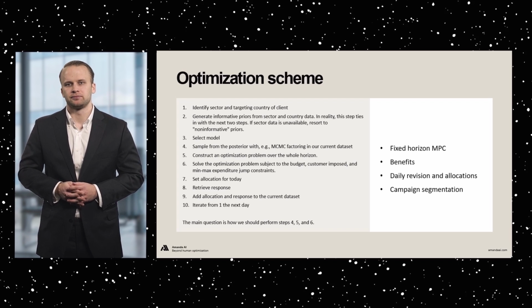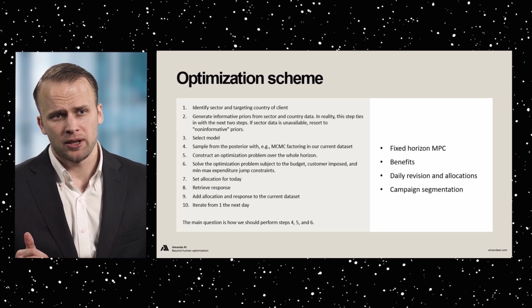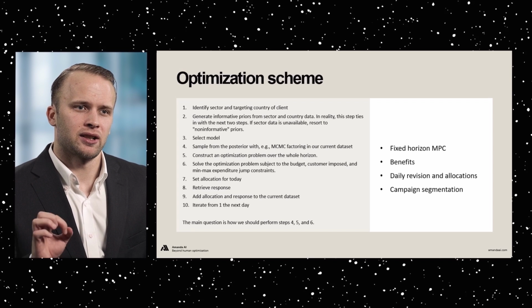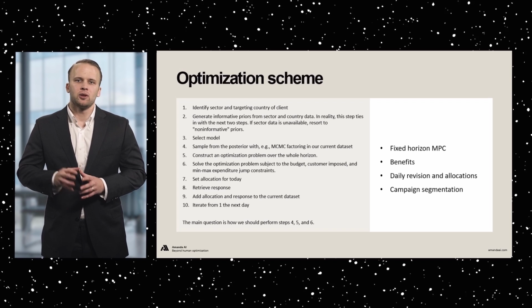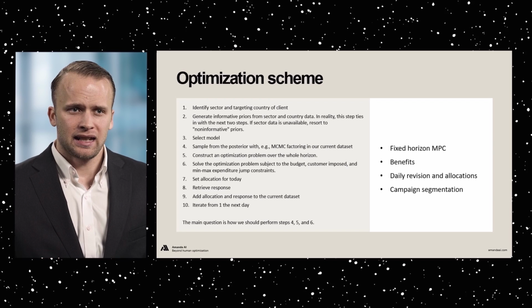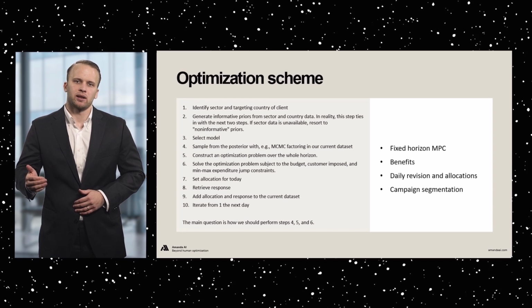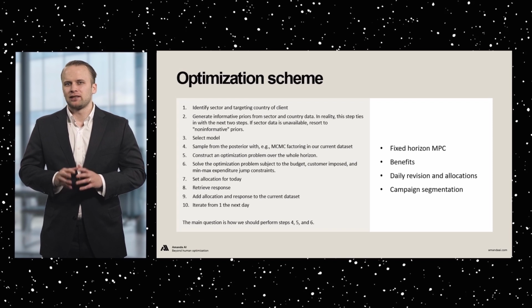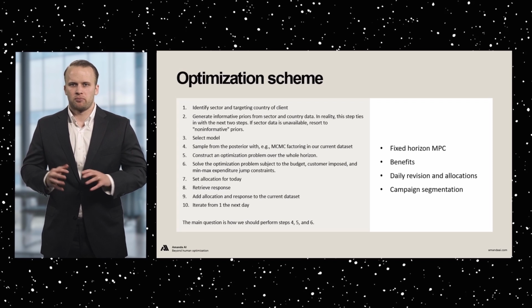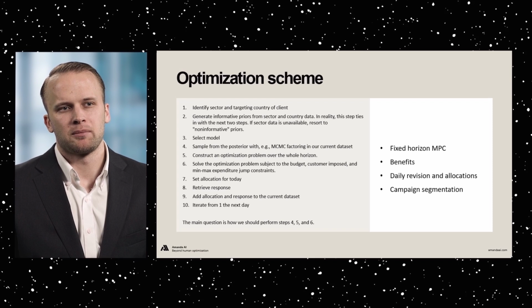The system starts off by identifying the sector of the client, the targeting country, as well as retrieving historical data from the sector and the country, as well as from the client. The system then generates informative priors. If no sector and country data is available, the algorithm resorts to non-informative priors. It then proceeds to find an appropriate model and estimate this model with the aforementioned MCMC sampling. We then sample from the posterior, in some sort of way, more on this later on, and proceed to construct an optimization problem over the whole horizon. The system then solves this optimization problem subject to the budget constraint.